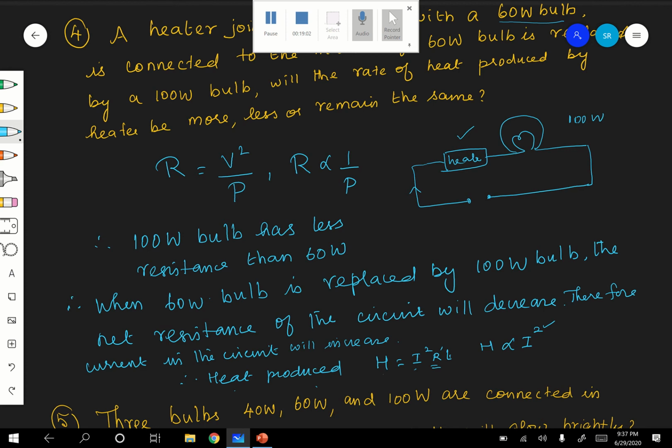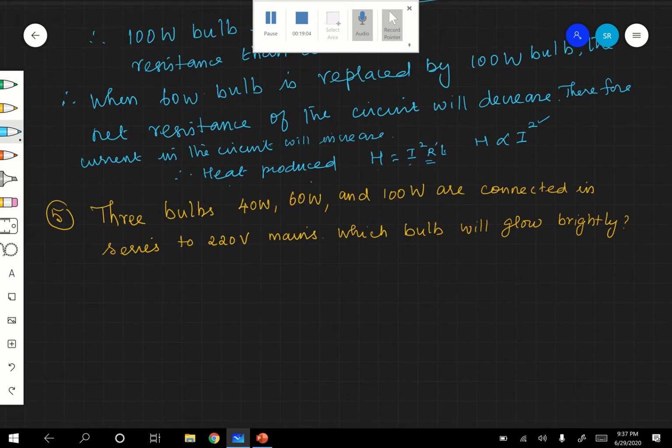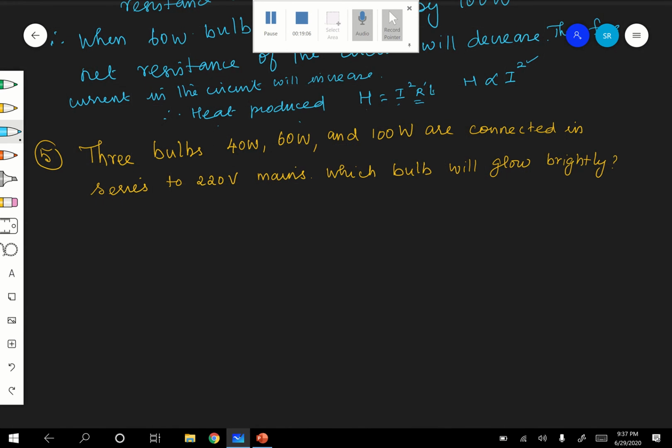Next problem. Three bulbs, 40 watt, 60 watt and 100 watt, are connected in series to 220 volt mains. Which bulb will glow brightly? Very good. All are connected in series. Therefore, because all are connected in series, the same current will flow through each and every bulb. That is known.